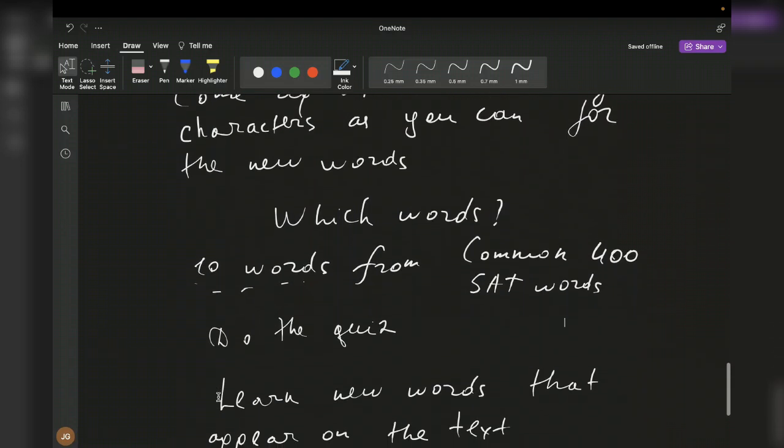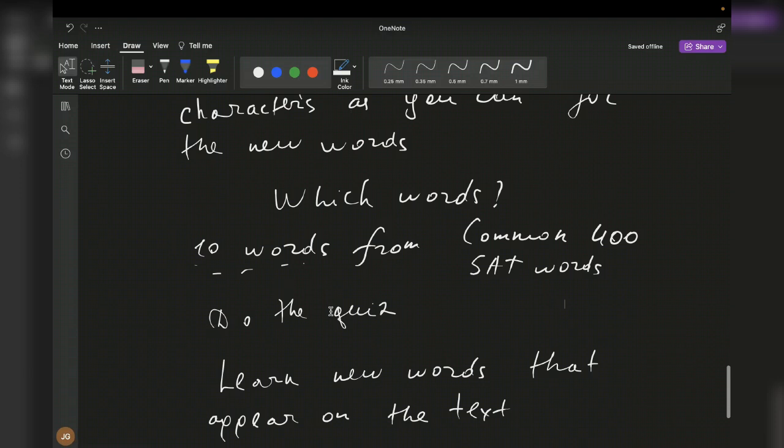And the last thing I want to finish up with is which words we should learn. I am giving 10 words for each lesson from the common 400 SAT words. There are 400 common SAT words that appear on the SAT regularly, and I'm giving 10 words each lesson from these words. So please learn these words every single day and do the quiz, because you will review and also test yourself with the quiz. In the bot, we have the quiz for vocab.